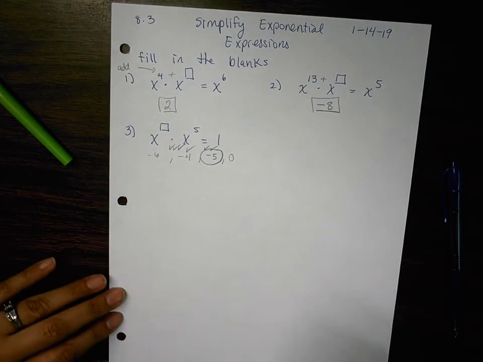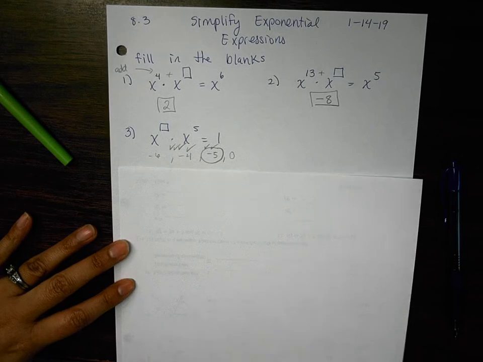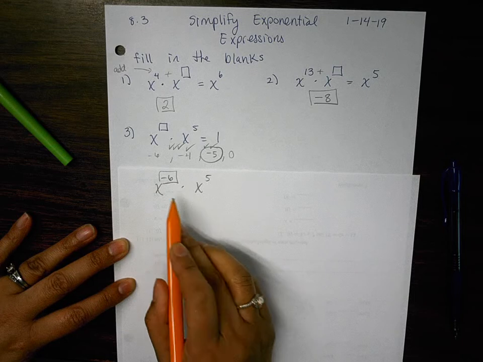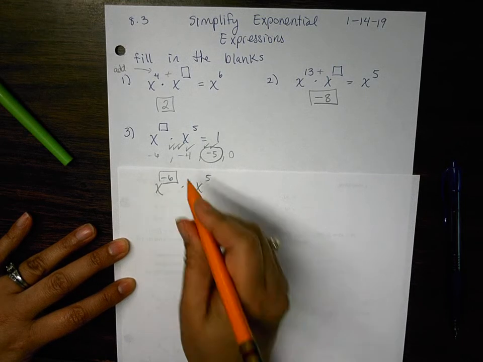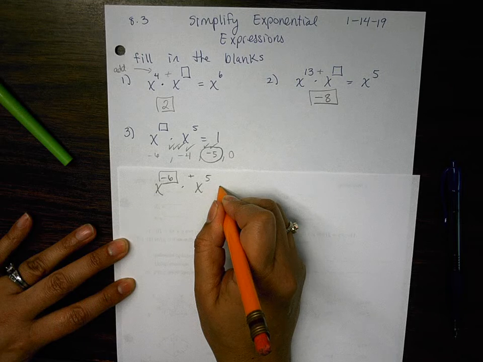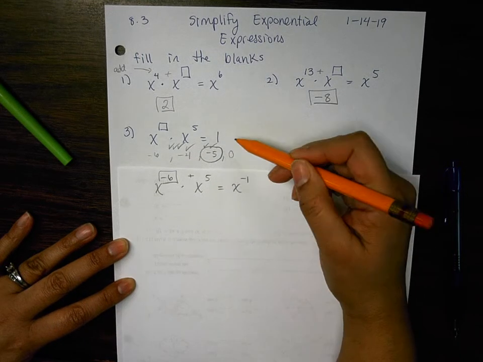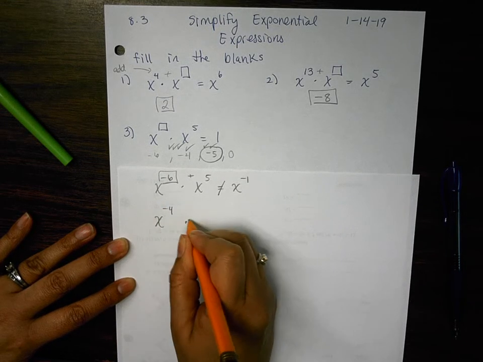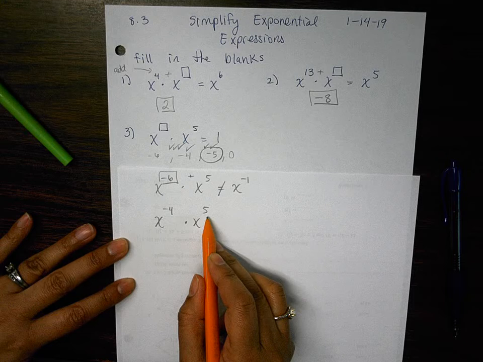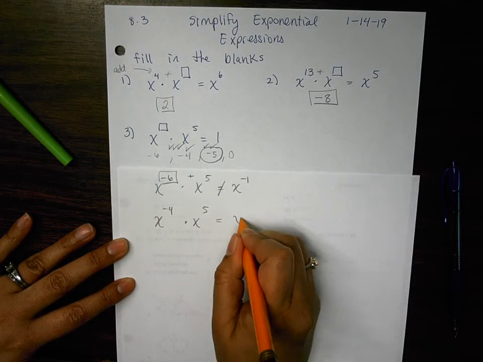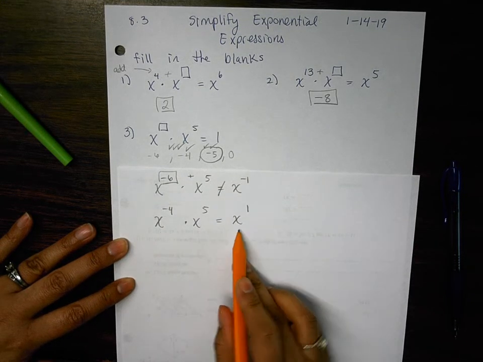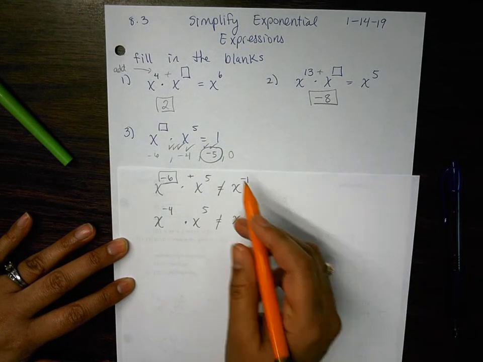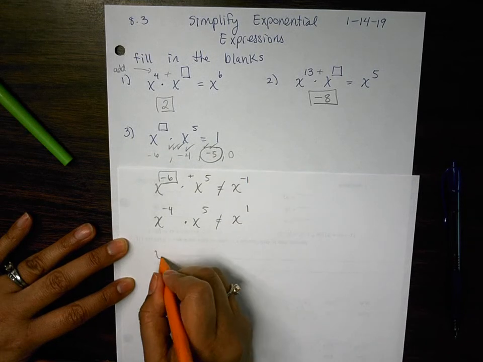No. Okay. I am going to explain. I do need you guys listening. Okay. x to the negative 6 times x to the 5. Please stop. What's negative 6 plus 5? Negative 1. x to the negative 1, is that the same as just positive 1? No. Okay, let's try x to the negative 4. What's negative 4 plus 5? Which was the most popular answer, but that gives me x to the 1. Am I trying to get x to the 1? No. Okay, so it's not that one either.